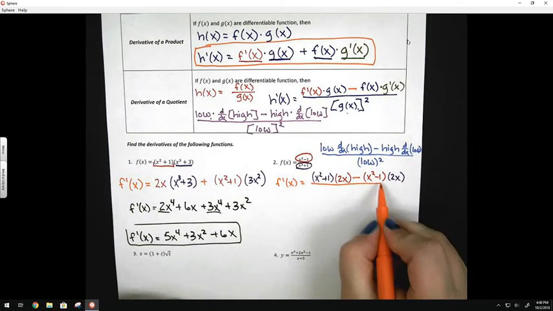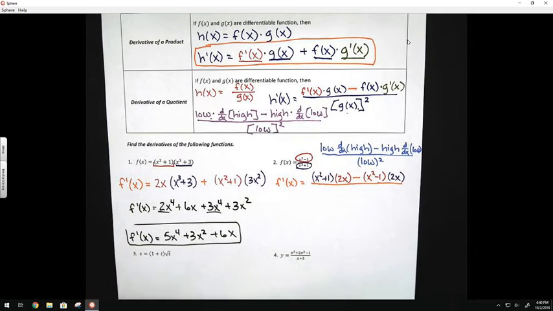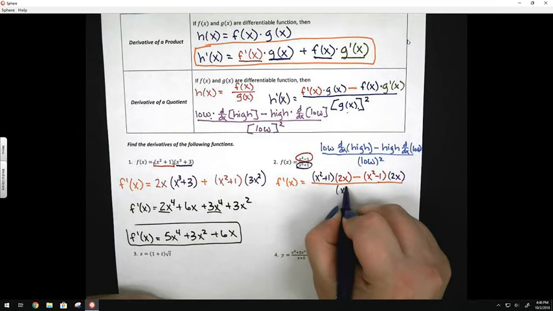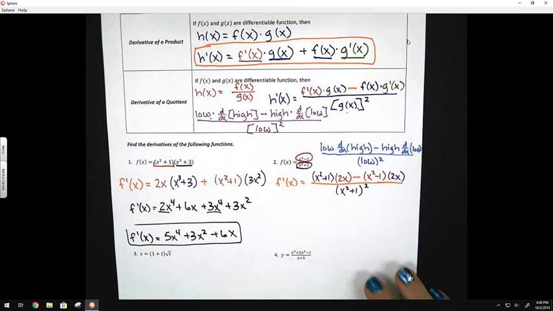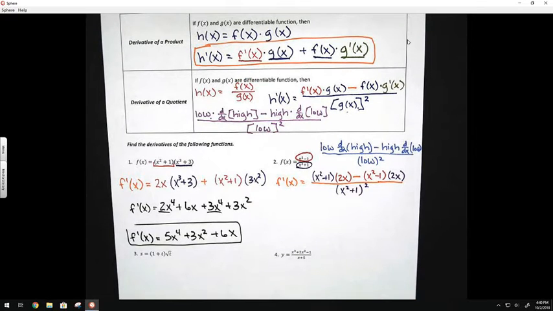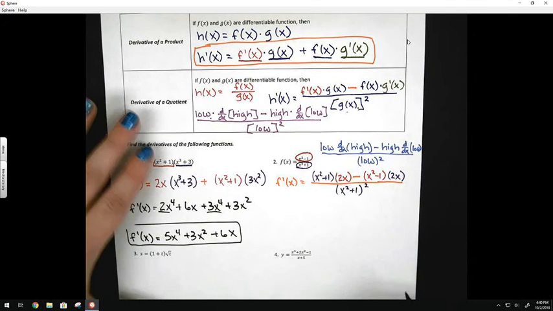And then it's all over low squared, which means x squared plus 1 quantity squared. All right. Now, sometimes with quotient rule, we don't have you guys simplify, and other times we do have you simplify. It kind of depends on the problem, and it kind of depends on how your algebra skills are. So from here, the rest of this is algebra. But on the AP test, they may give you an answer that looks like this, or they may give you the simplified version. So you do have to be able to do it.